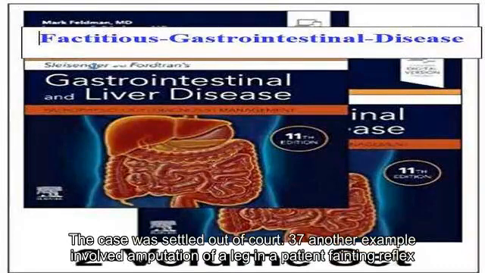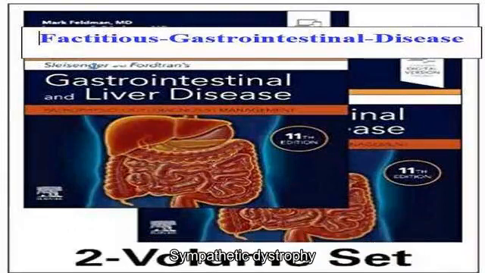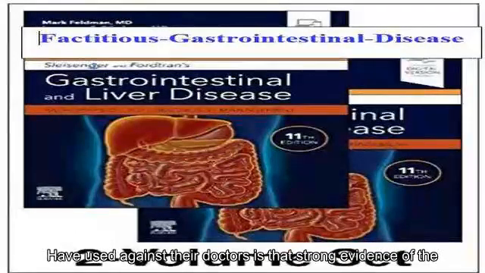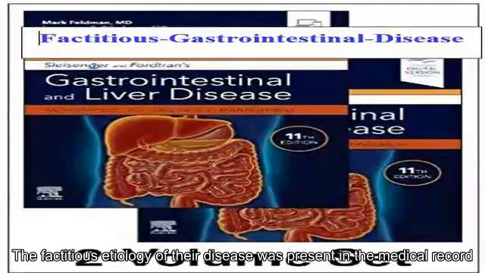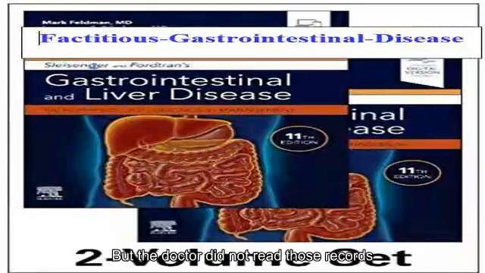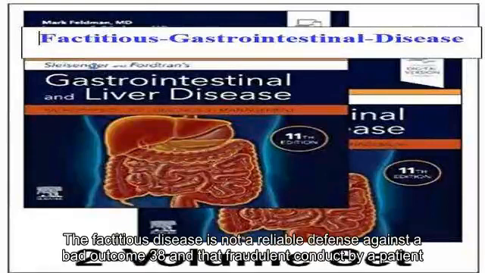The case was settled out of court. 37 Another example involved amputation of a leg in a patient feigning reflex sympathetic dystrophy. One of the arguments plaintiffs have used against their doctors is that strong evidence of the factitious etiology of their disease was present in the medical records, but the doctor did not read those records. It has therefore been concluded that factitious disease is not a reliable defense against a bad outcome.